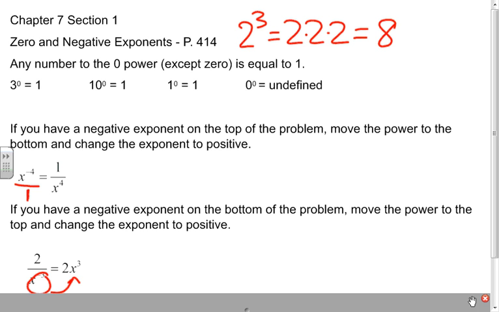Okay? So a negative exponent means that that part of the problem has to change places. If it's on the top, negative exponent makes it move to the bottom. If it's on the bottom, negative exponent makes it move to the top.